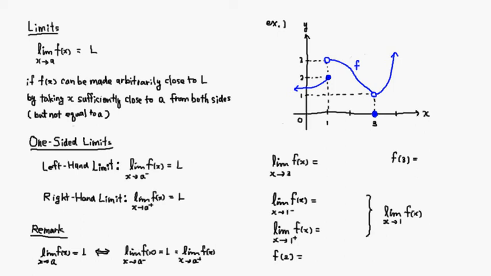Okay, let's look at limits of a function. Right? So here's the definition. The limit of f of x as x approaches a is equal to L if the value of this function can be made arbitrarily close to L by taking x sufficiently close to a from both sides, but not equal to a.